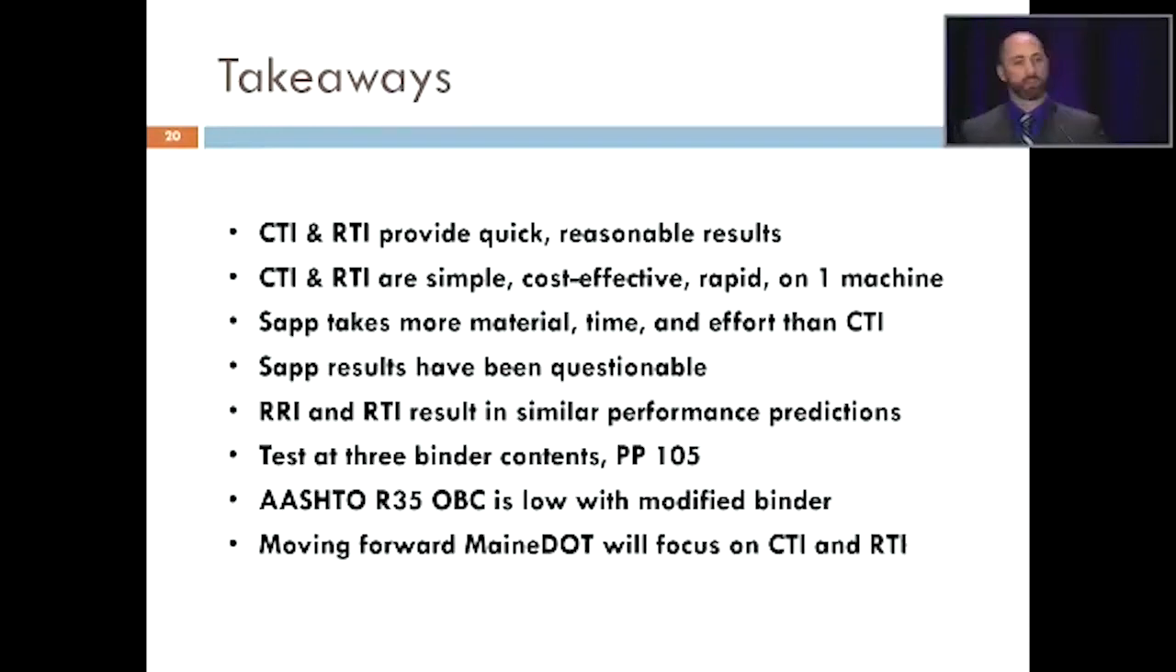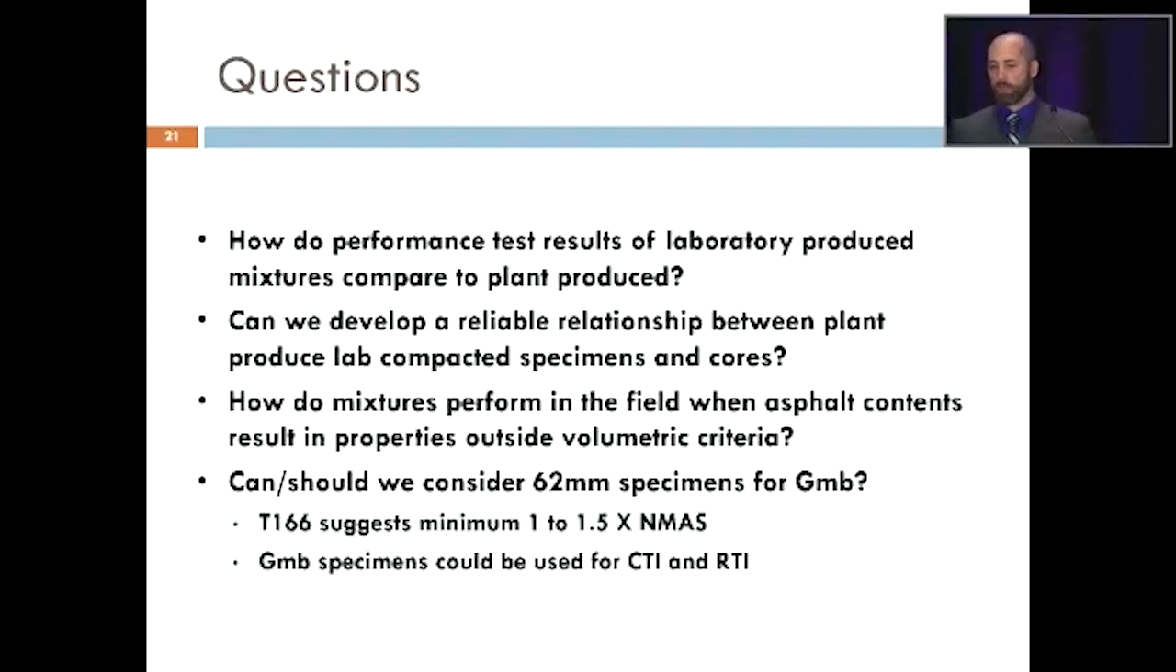Moving forward, we're going to focus a lot of our effort on the ideal CT and the ideal RT. Some of the questions we have is, how do performance tests of the lab-produced mixtures compare with the plant-produced mixtures? When we do our mix design with lab-produced, and then we go out to the plant, how do those index values compare? We really need multi-phase analysis to look at the lab-produced, plant-produced, and production, and the compaction variability. Can we develop a reliable relationship between plant-produced and lab-compacted specimens and cores, the field-compacted specimens?